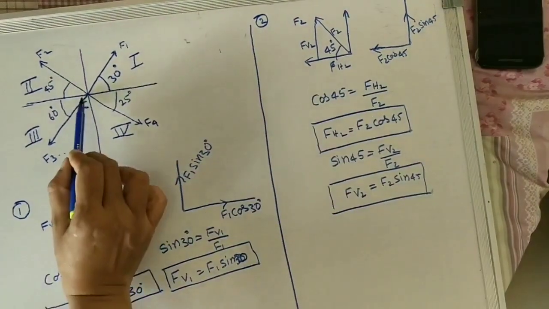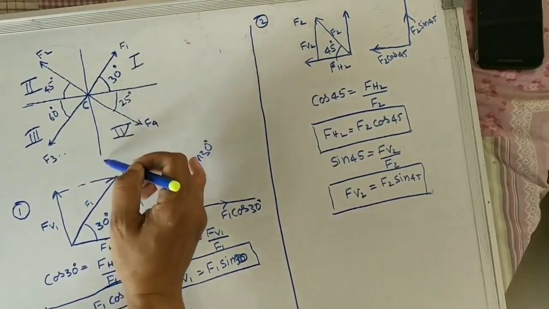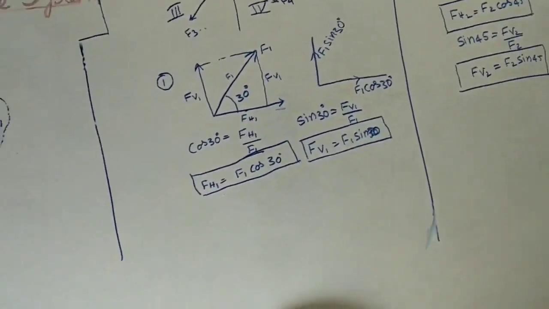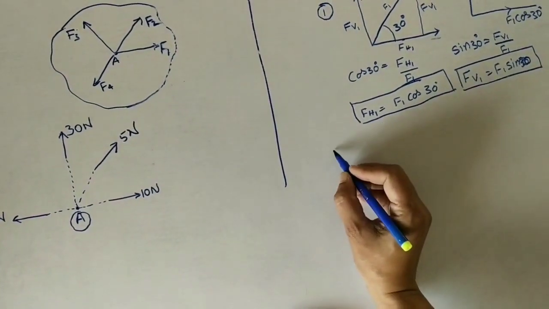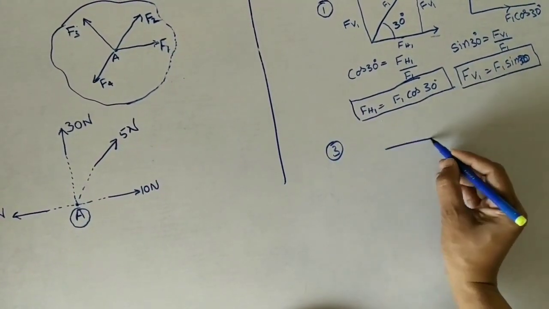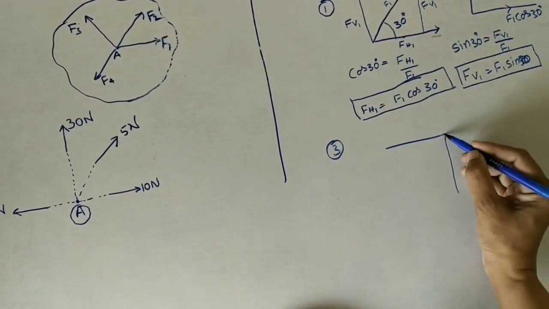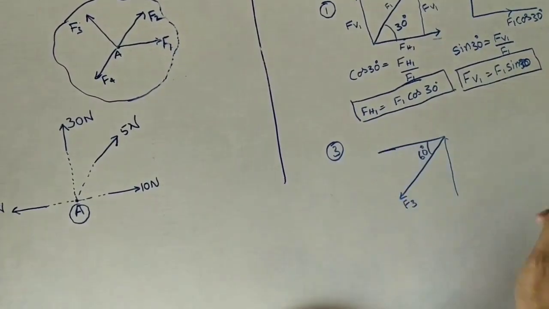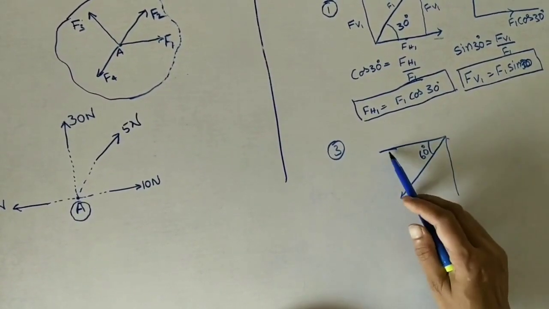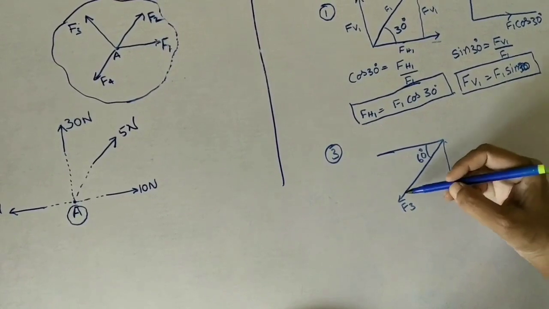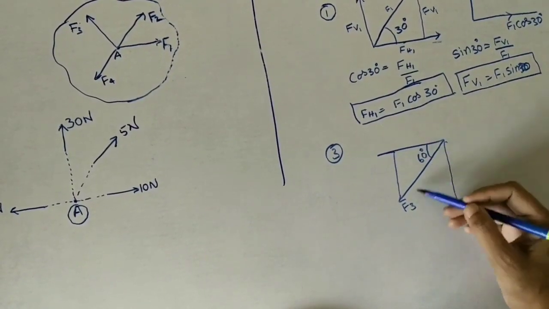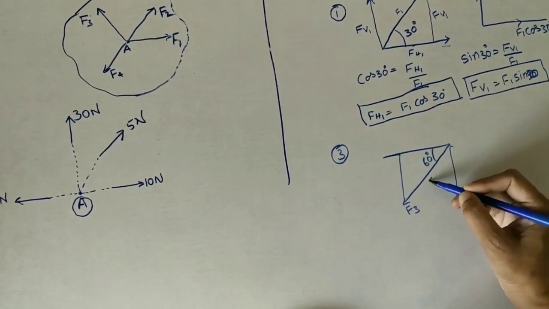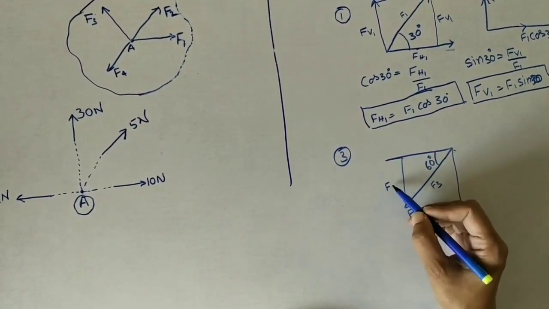In the third one, x values are negative in this direction, and the y value is also negative in the downward direction. So the third coordinate diagram is like this. F3 is acting in the downward direction at 60 degrees. Here also we need to find the horizontal and vertical components, so I am making a right angle triangle so that we can easily find these components. This is F3, given.